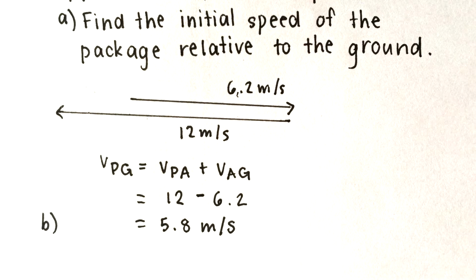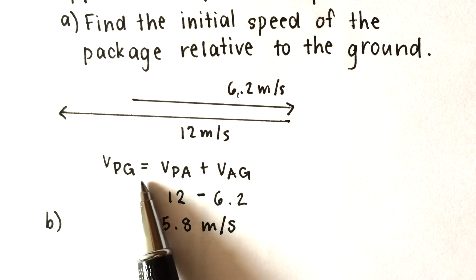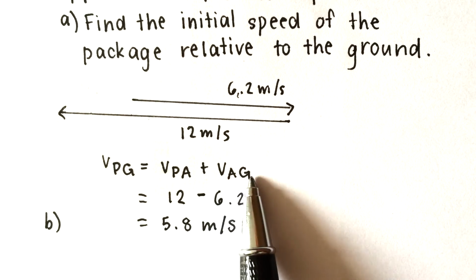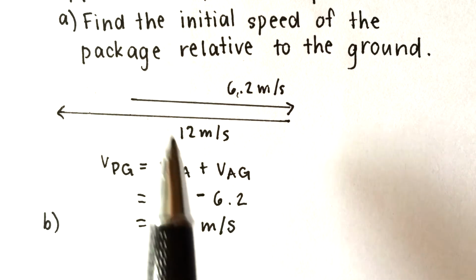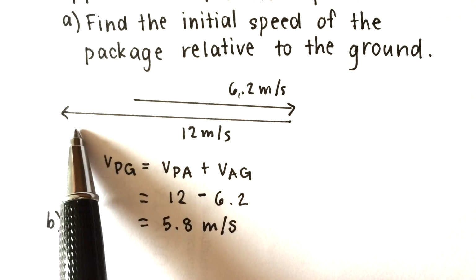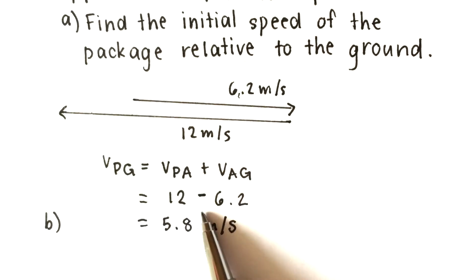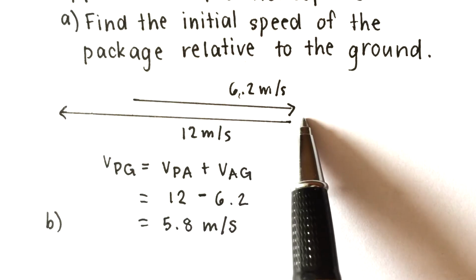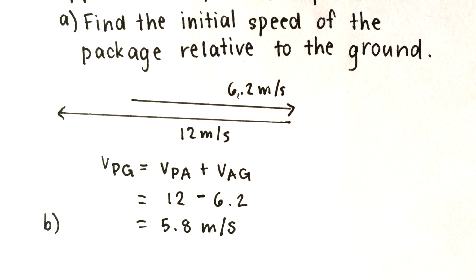So in order to solve this question, we'll take a look at the following equation. The velocity of the package relative to the ground is equal to the velocity of the package relative to the airplane plus the velocity of the airplane relative to the ground. So all we'll really need to do is sub in our values here, but let's just take a look at the scenario. We've got the plane traveling in this direction and we've got the package traveling in this direction. So intuitively, all we really need to do is find this velocity over here. And that's what we end up doing with this formula. We've got 12 if we consider this to be the positive direction and this to be the negative direction. 12 minus 6.2, which gives us a value of 5.8 meters per second for the initial speed.